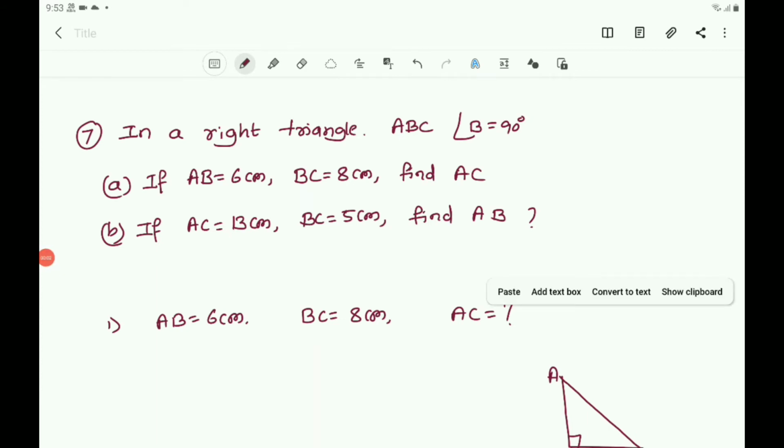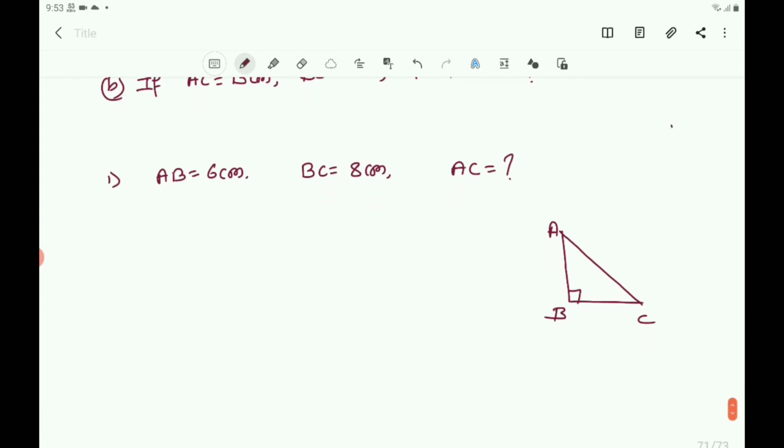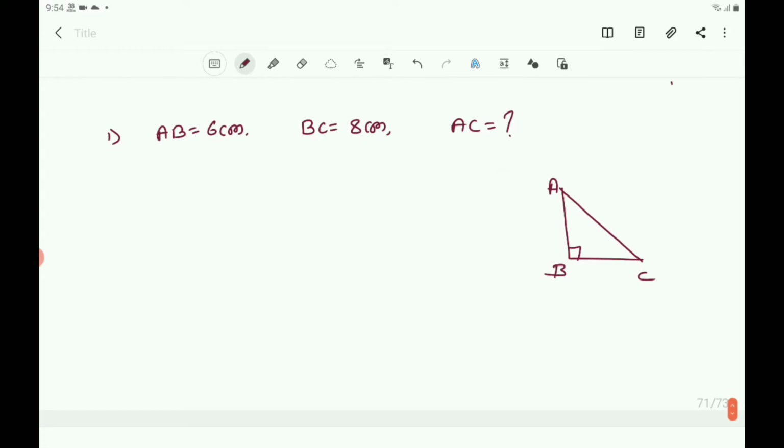Now the seventh question. In a right triangle ABC, angle B equals 90 degrees. Here there are two questions. The first question is A: if AB equals 6 cm, BC equals 8 cm, find AC. And question B is, if AC equals 13 cm, BC equals 5 cm, find AB. Now let us take the first one. In this question, AB is given 6 cm, BC is also given 8 cm, AC is to be found out. Given that angle B equals 90 degrees, AC becomes the hypotenuse.